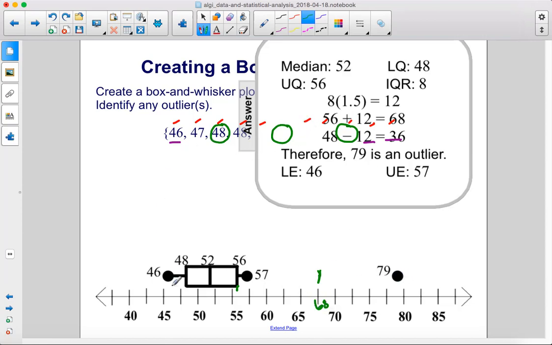Our lower limit would be 48 minus 12. So that would give us 36, which is like around here somewhere. And we see that none of our points fall below that. So our only outlier is 79 right there.